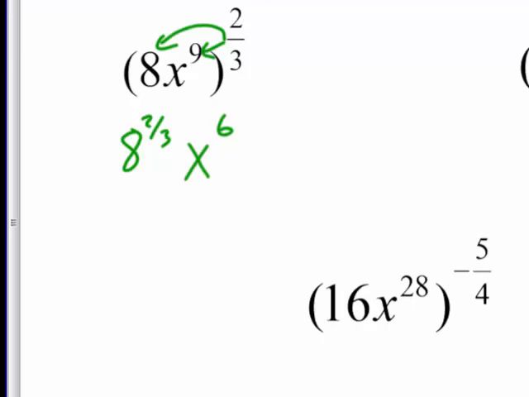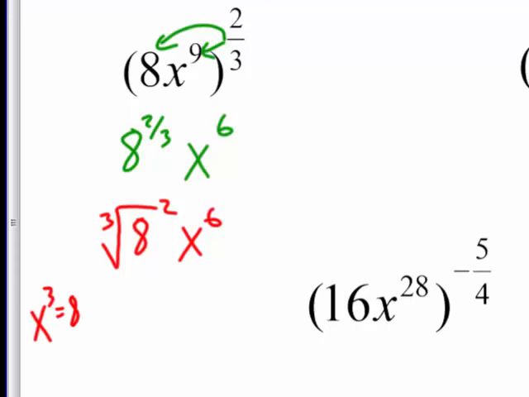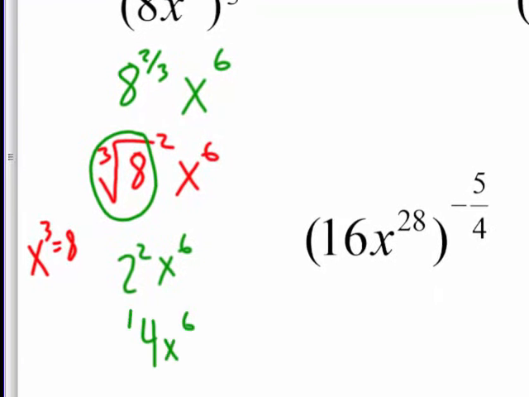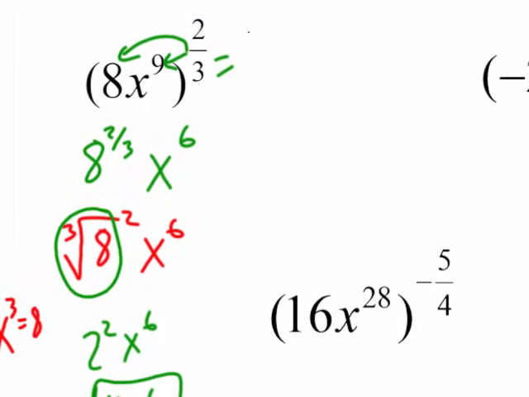So you can multiply 9 times 2/3 if you want. Well, then if we remember, I can rewrite 8 to the 2/3 as the third root of 8, and then square it. Well, what is the third root of 8? Or basically I'm saying, what to the 3rd power gives me 8? Well, 2. So I'm replacing this with 2, and I got to square that. So I really get 4x to the 6th right there. So that is my solution for this guy, 4x to the 6th.